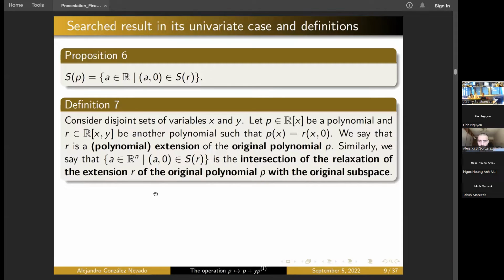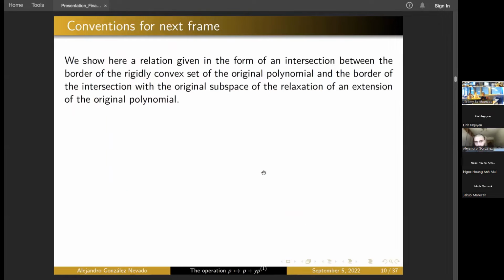Okay, now some terminology. So in general, for a polynomial P, we will call R a polynomial that has one variable more, but that verifies that when we set this variable or set of variables to 0, we get the initial polynomial. This is a polynomial extension, and we are interested in studying the intersection of the relaxation of these polynomial extensions with respect to the initial variables, the variables that were in P. And well, I explained that.